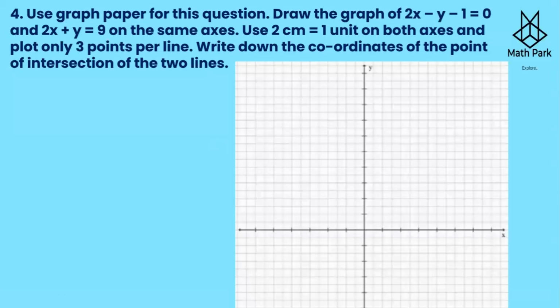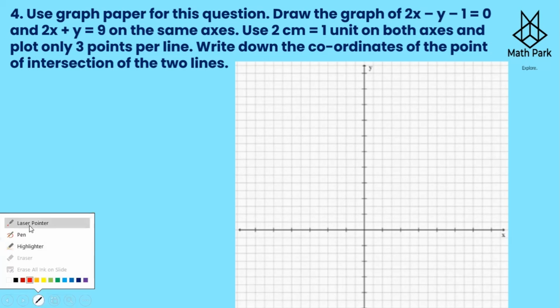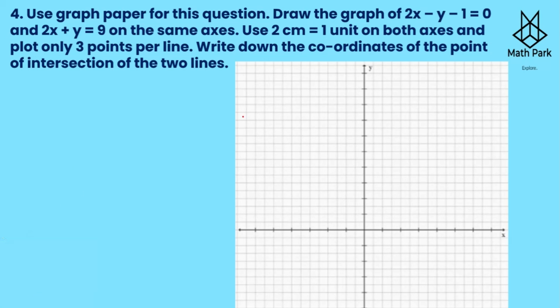So we start with question number 4, graph paper for this question. Draw the graph of 2x minus y minus 1 equals 0 and 2x plus y equals 9 on the same axis. Use 2 centimeter is equal to 1 unit on both axes.